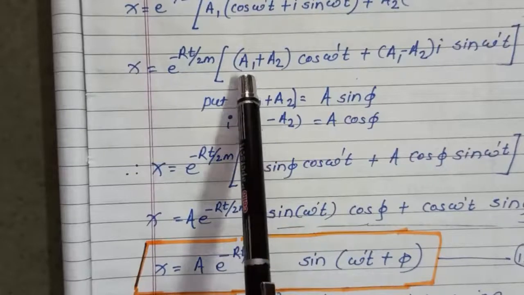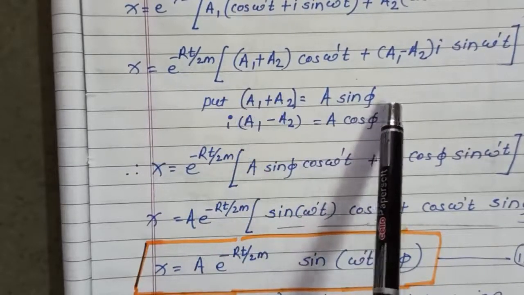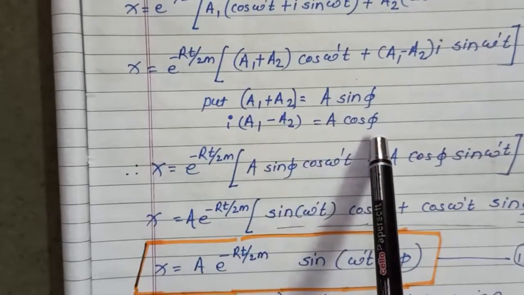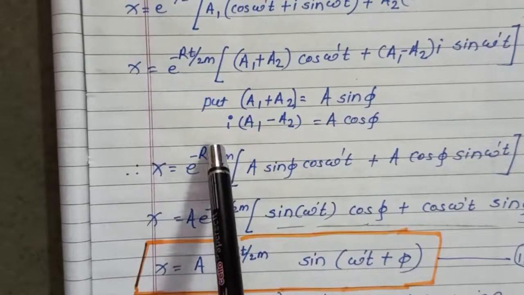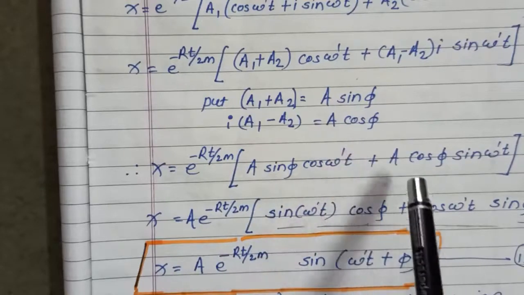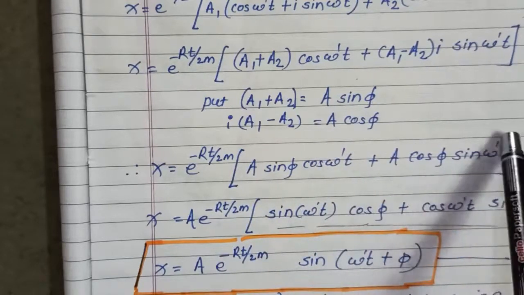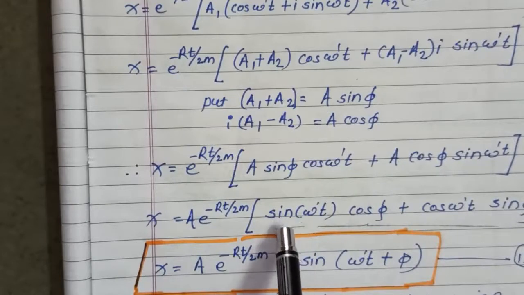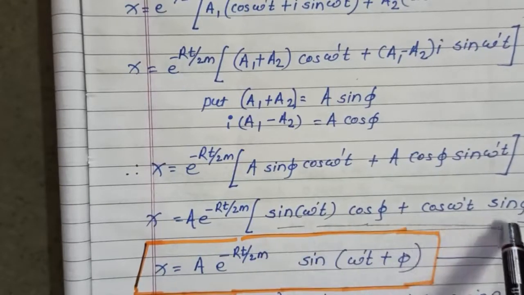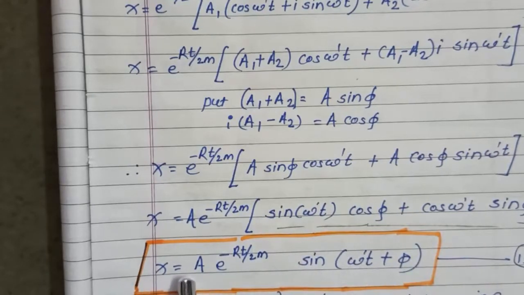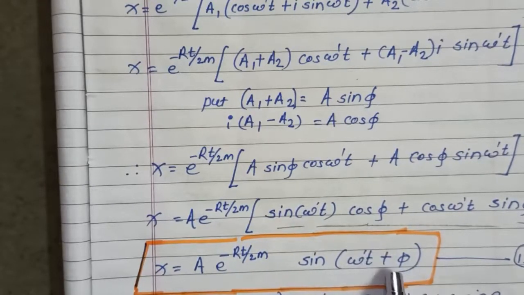Now put a1 plus a2 is equal to a sin phi, and (a1 minus a2) into i is equal to a cos phi. Then x is equal to e raised to minus rt upon 2m (a sin phi cos omega dash t plus a cos phi sin omega dash t). Now take a as common, then what remains inside the bracket is the expansion of sin of (omega dash t plus phi). Finally we get x is equal to a e raised to minus rt upon 2m sin of (omega dash t plus phi).